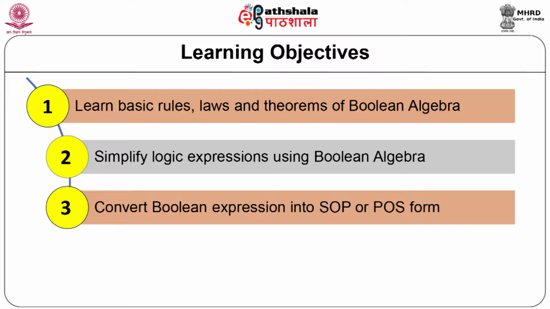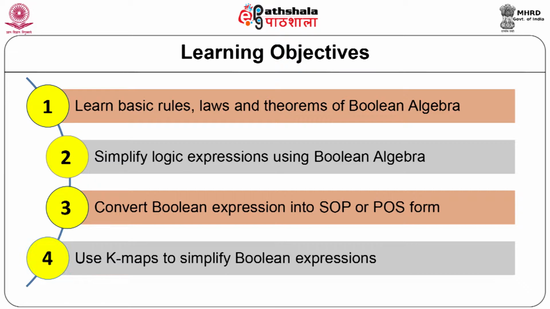As the number of terms in the Boolean expression increases, it becomes difficult for the designer to simplify using basic rules and laws of Boolean algebra. In the last section of this module, you will understand how to use a graphical method, that is Karnaugh maps, to simplify the Boolean expressions.